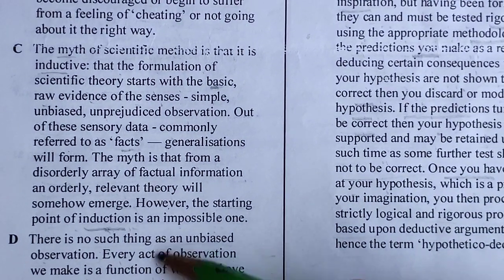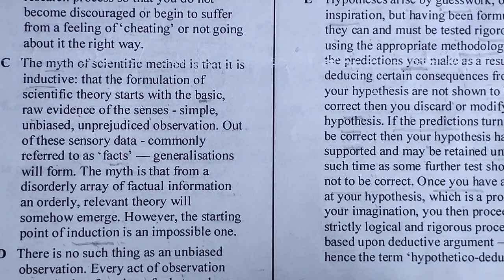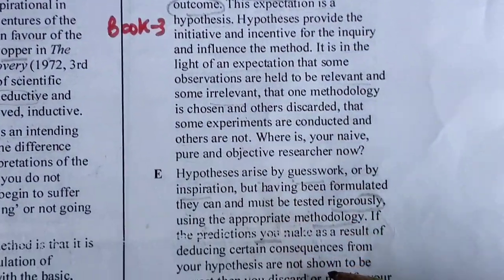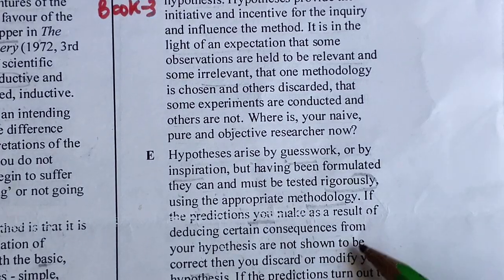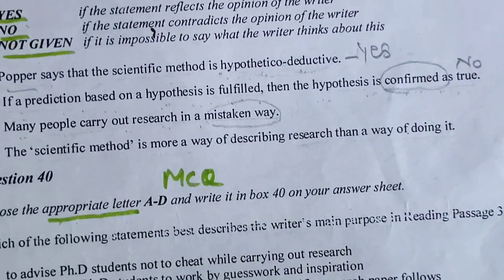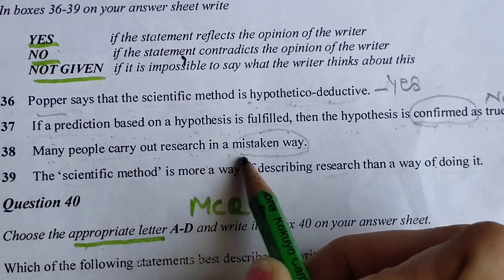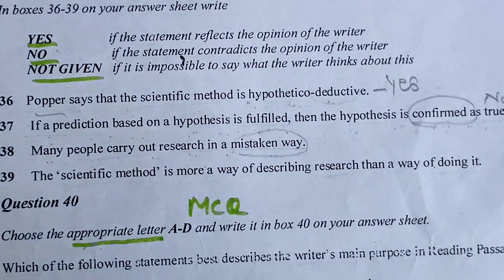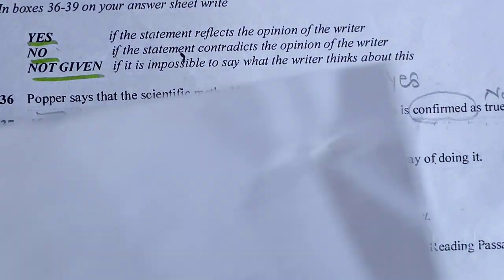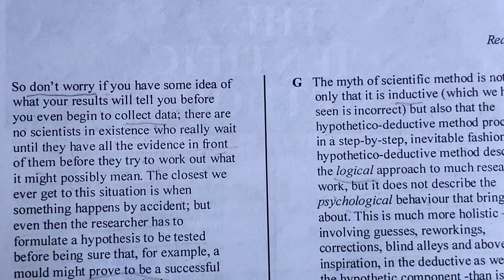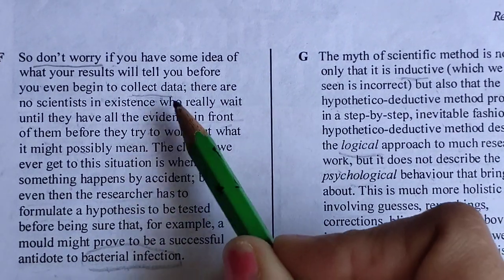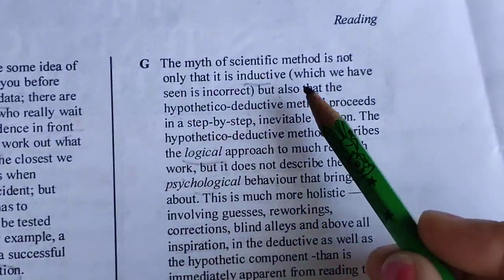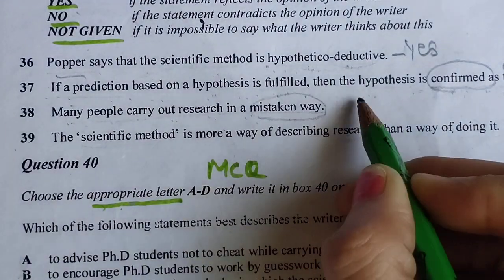The starting, there is no such unbiased scientific work of no expectation. So I don't know the location actually, and many people carry out research in a mistaken way. That is not given. We have found this location in paragraph E, and in F, if you try to find out, nothing is given. So definitely I will put not given.